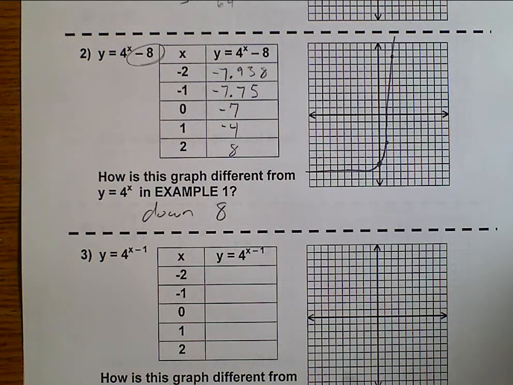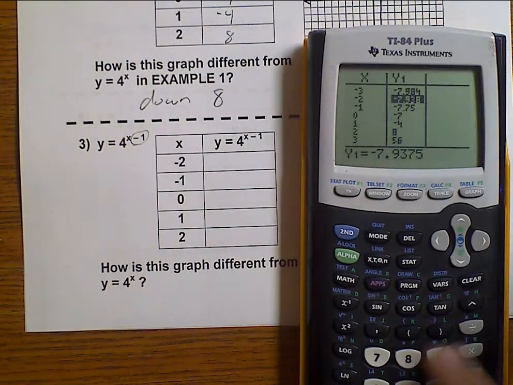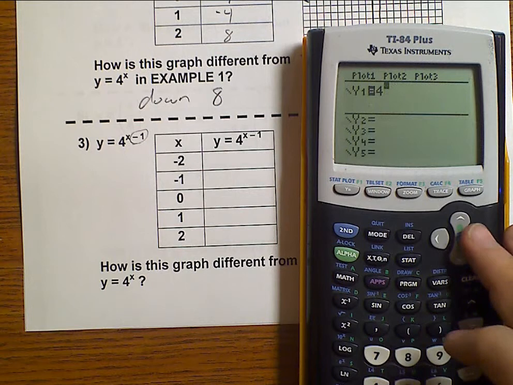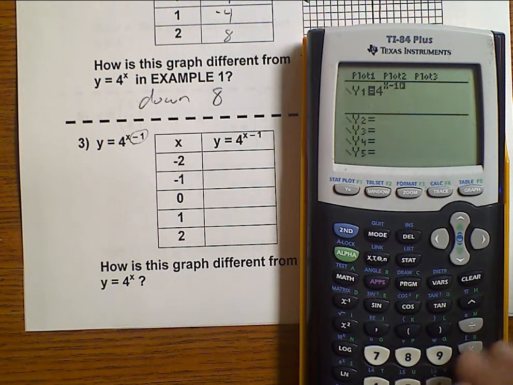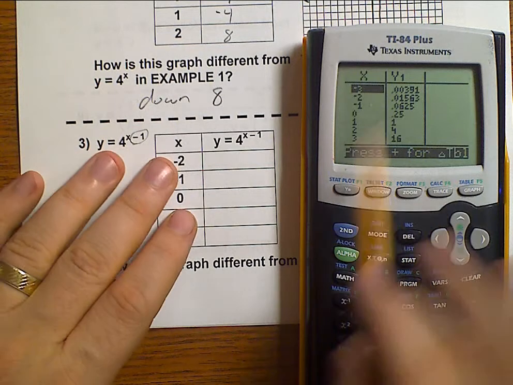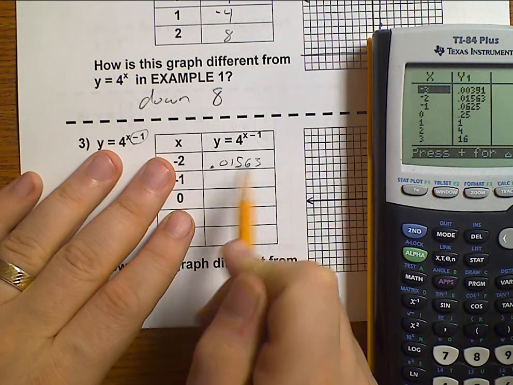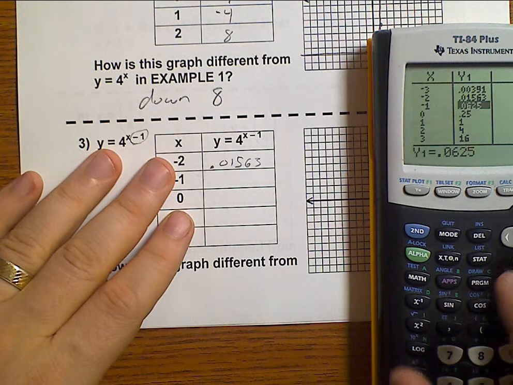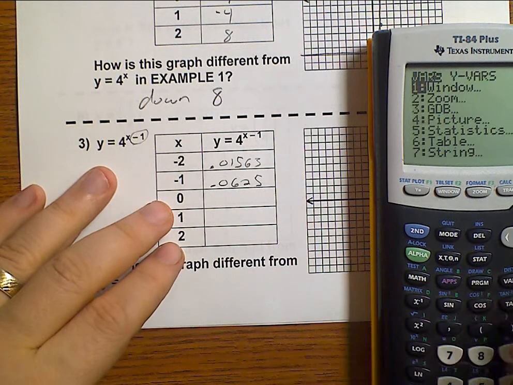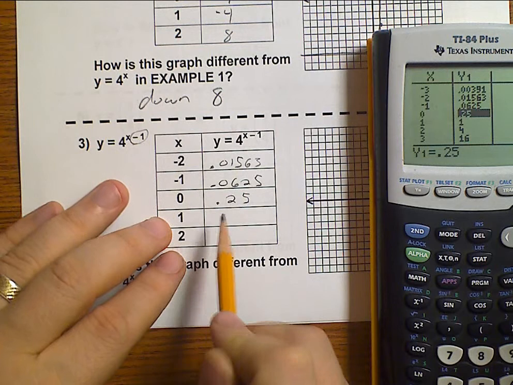Well, let's see what happens when we do this inside the exponent. So I get my calculator, put into y equals, delete the minus 8. Make sure I'm up top next to that x. I'm going to type in minus 1. So now this looks like this. Go back to my table. At negative 2, we're at 0.01563. At negative 1, we're at 0.0625. At 0, we're at 0.25. At 1, we're at 1, and at 2, we're at 4.